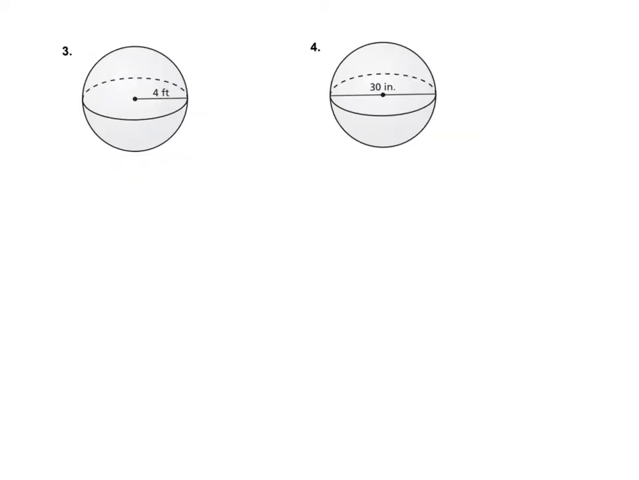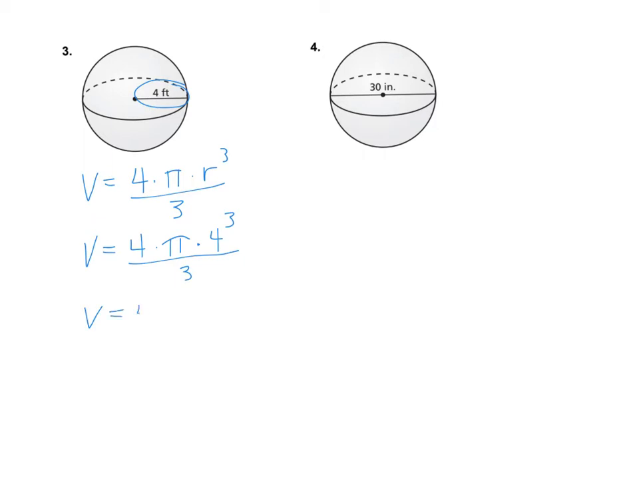So we got the same thing for 3 and 4, exact same formula and everything. I've got volume is equal to 4 times pi times radius cubed, whole thing divided by 3. Now we're going to plug in 4 for our radius. Volume is equal to 4 times pi times 4 to the third, whole thing divided by 3. 4 to the third is 64.